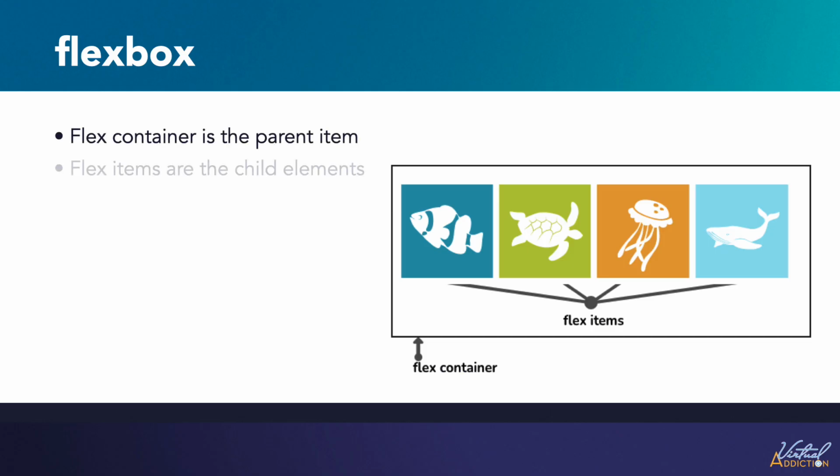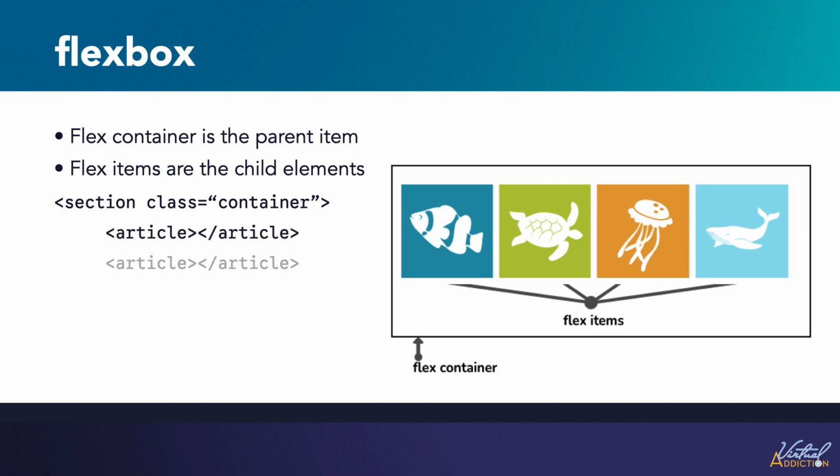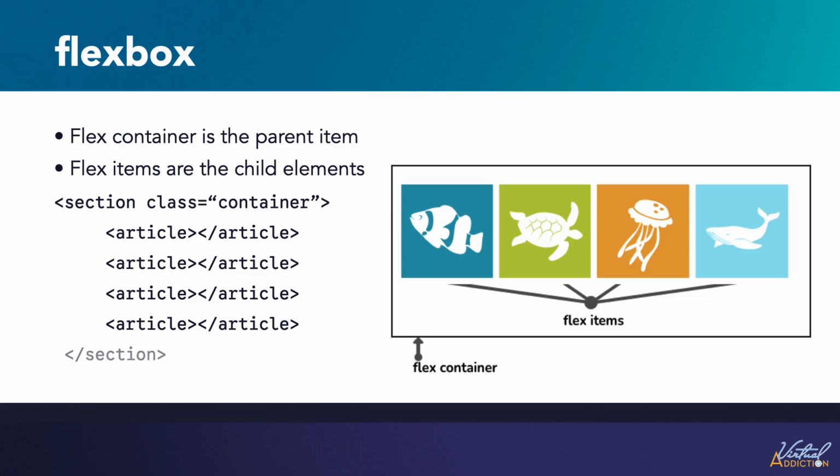Let's visualize this. The container is the parent, and the items are the children. Only the direct children respond to Flexbox properties. Nested elements inside those children aren't affected by Flexbox rules unless they're also set as a flex container.